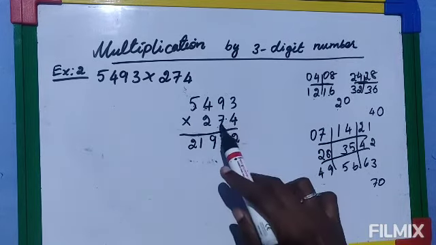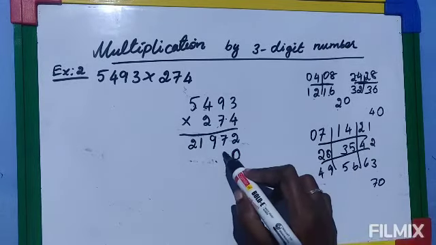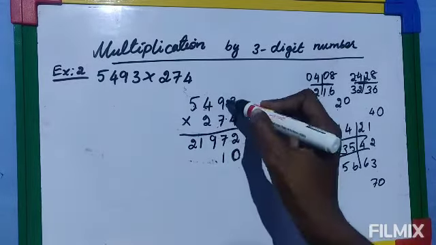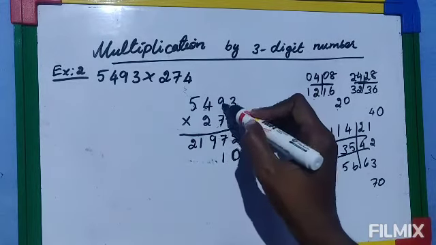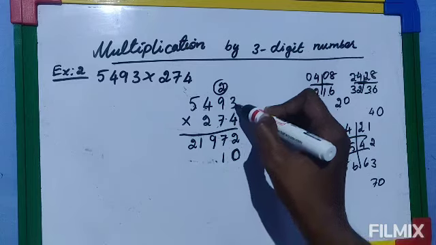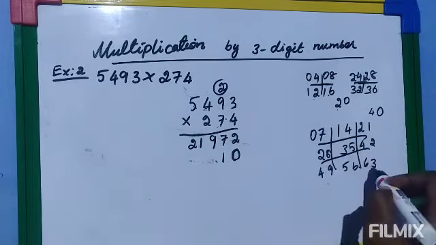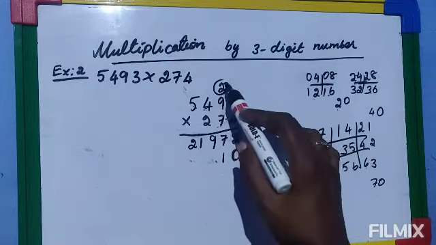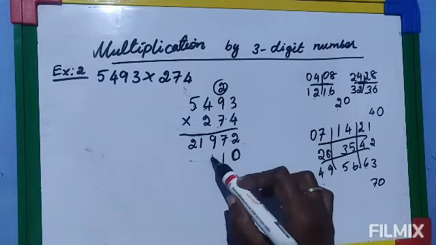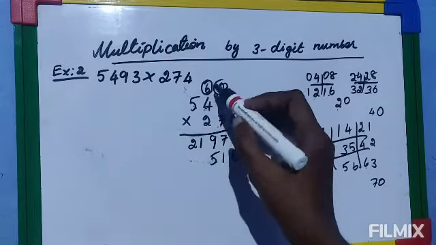So now multiplying by 7. 7 threes are 21. So 1 you will write here. So 2 you have to carry to the next digit. So 2 is carried here. You have multiplying by 3, you know. So now multiply by 7. 7 nines are 63. 63 plus 2, 65. So 5 you will write here. 6 you will carry here.